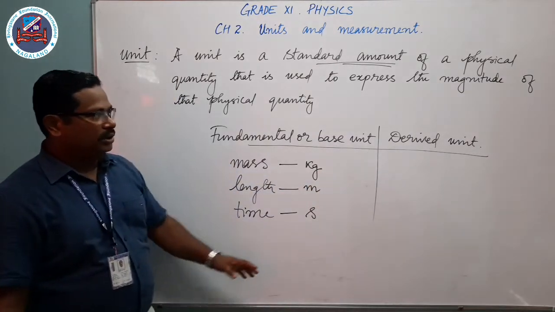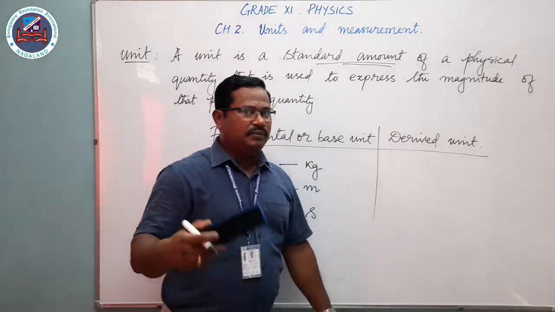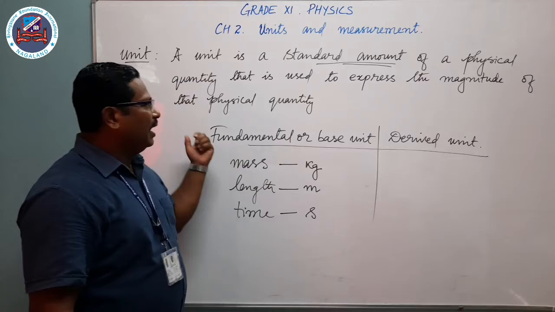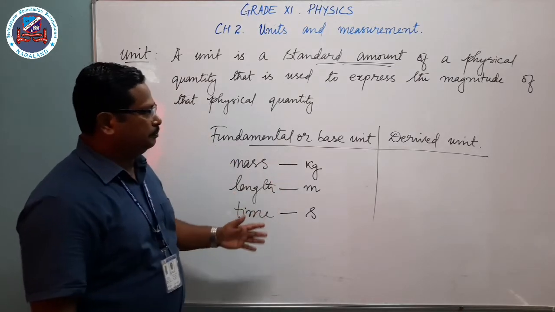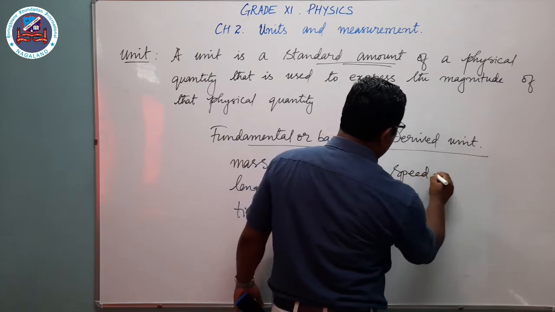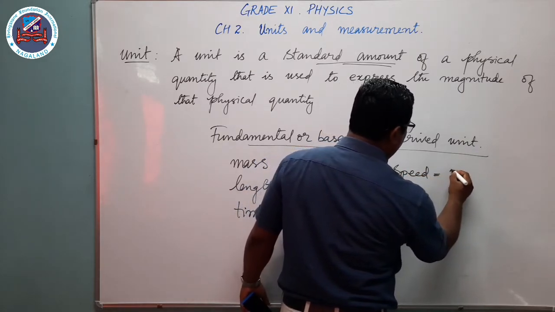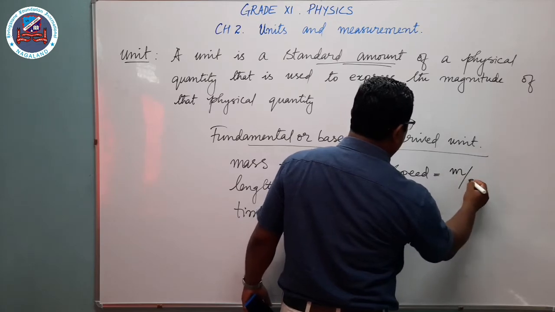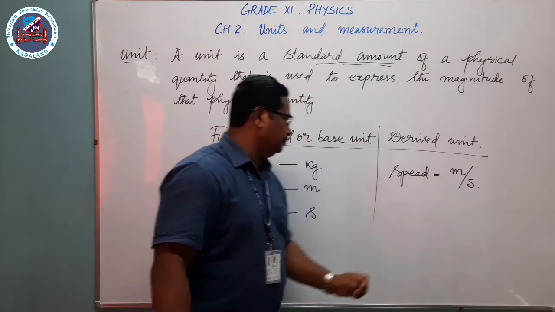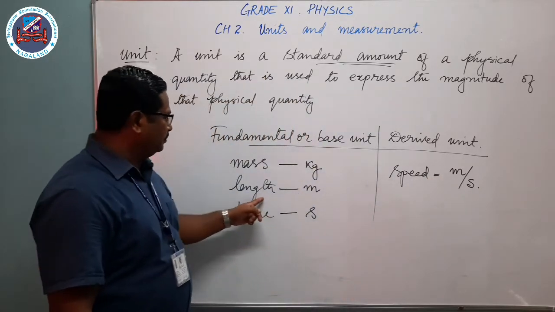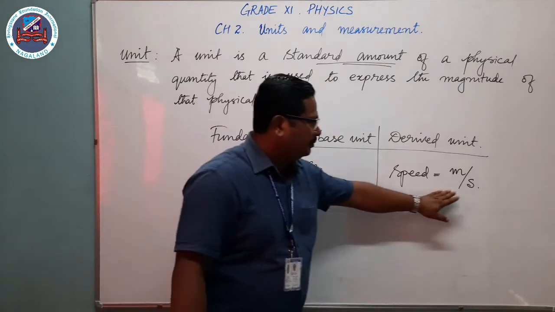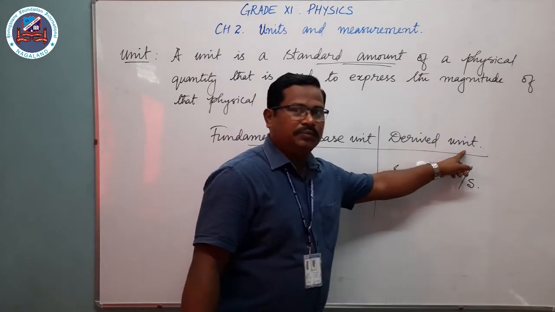But when we talk about derived units, the units will be derived by taking the help of other base units. As an example, I will say about speed. Speed, as you know, is distance divided by time. Distance, if I write in meter, time in second, you can see that I have taken two units, meter and second. Here, meter is taken from length and second is taken from time. So this type of units we call it as derived units.